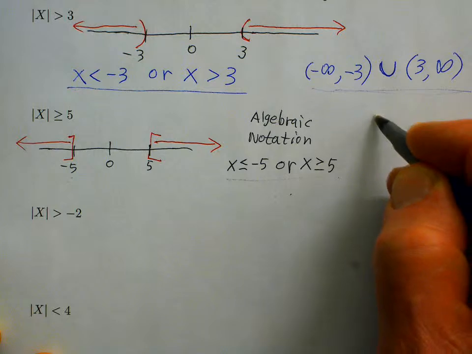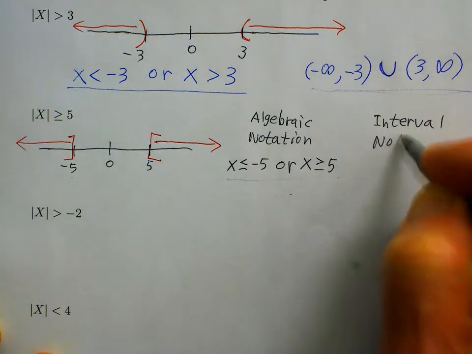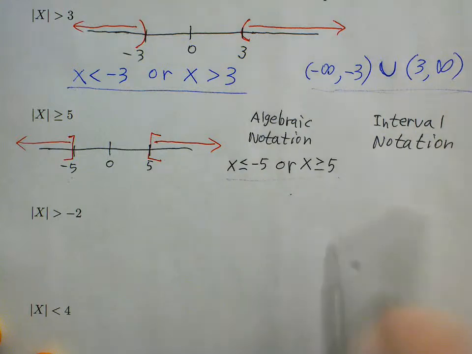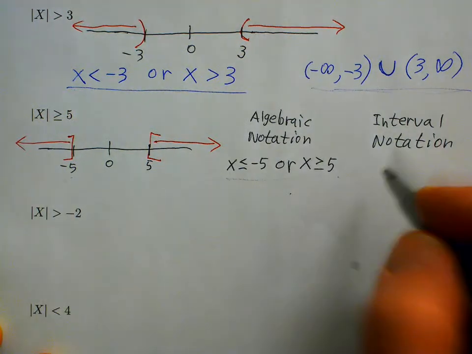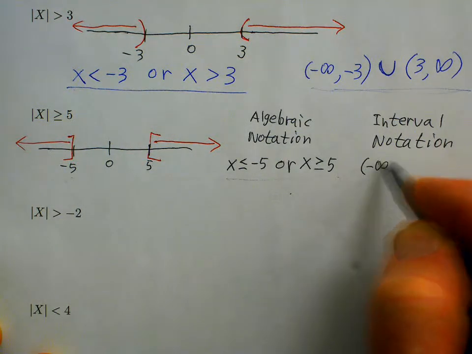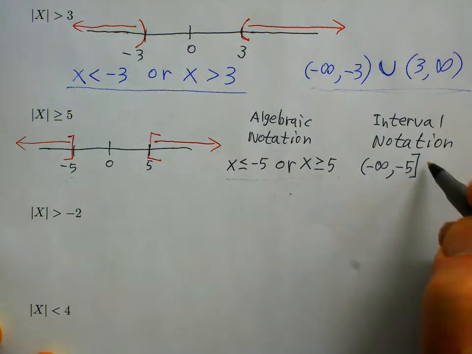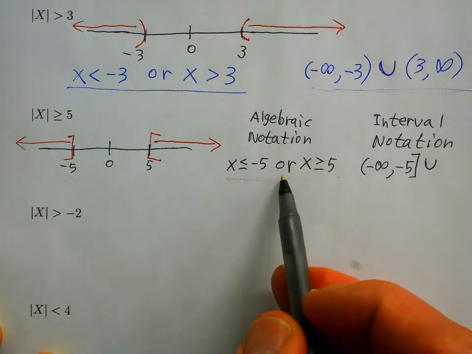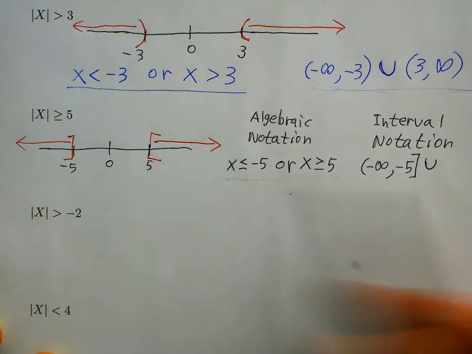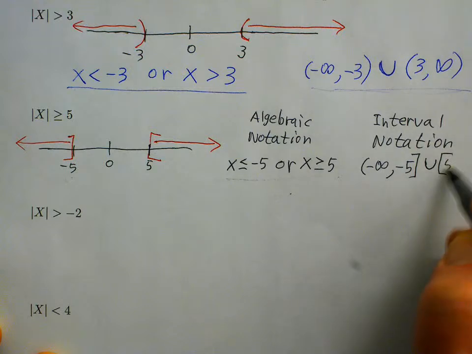And then the interval notation. So on the left, we have parenthesis -infinity, comma, -5, bracket. And then the union symbol. So the union symbol in interval notation corresponds to the word or in algebraic notation. And then the other part of the solution, we have bracket 5, comma, infinity.